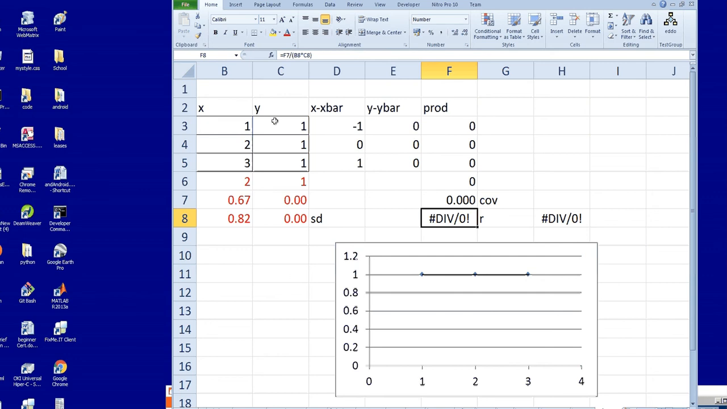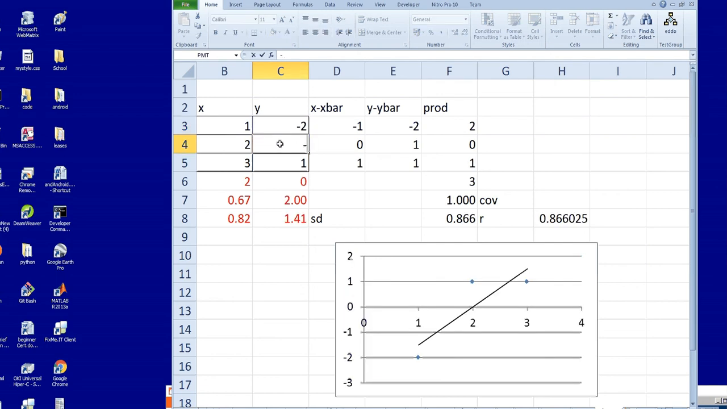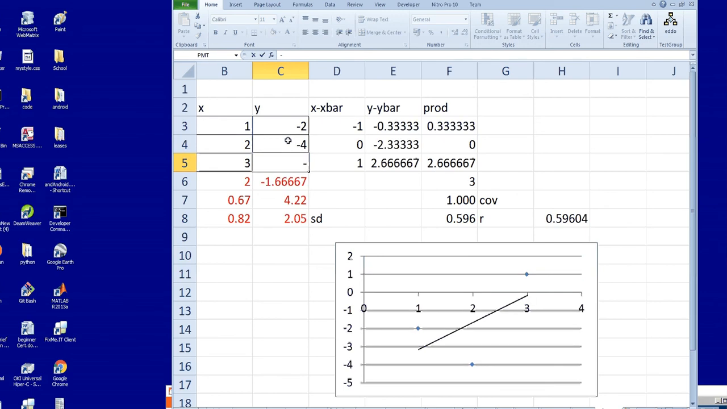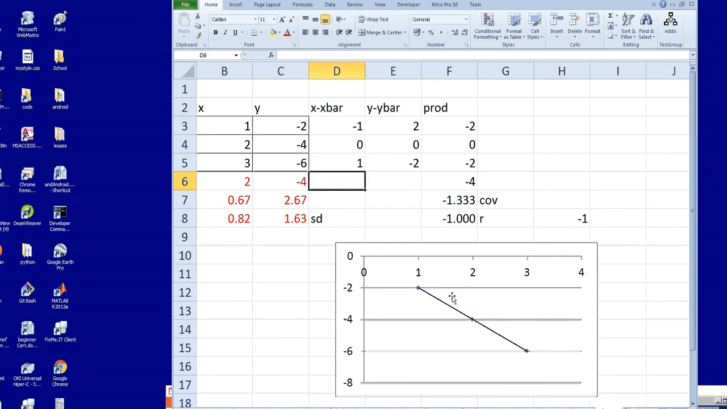We can have a negative correlation as well. So if we have these as -2, -4, and so on, you can see how the graph is going to slope backwards, but oh, look at that, the correlation coefficient is -1. So for perfect negative correlation, it's -1, perfect positive is +1.